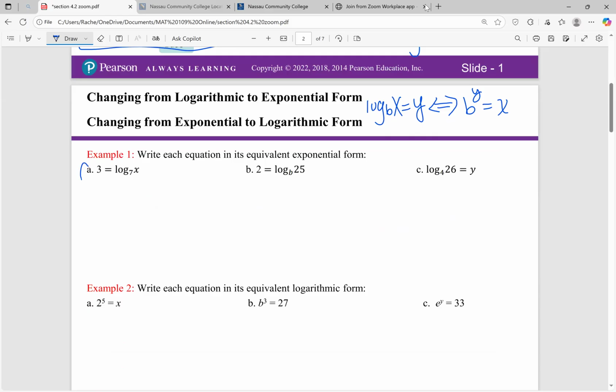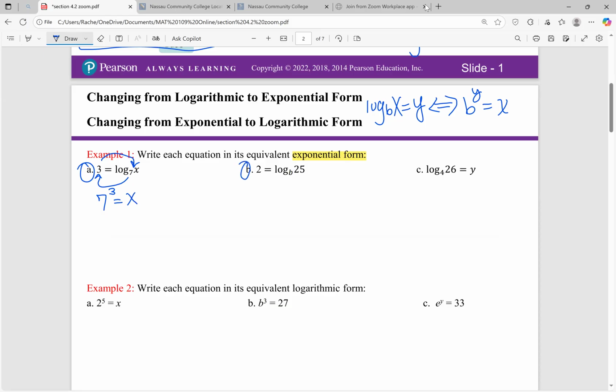So let's look at A, for example 1. I'm not evaluating anything. I just want to write each equation in its equivalent exponential form. So remember, it's base to the y power equals x. So in this case, this is going to be 7 to the third power equals x. That's how we would write an equivalent exponential statement.